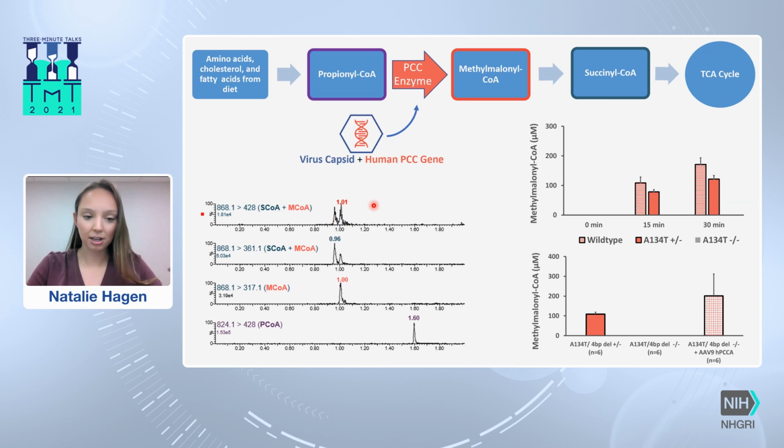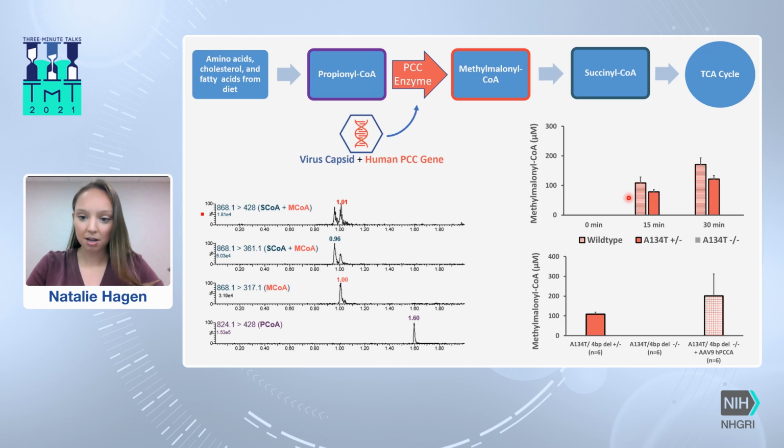Now that we had a working method, we wanted to use it to assess PCC function in samples. Here we're looking at the formation of Methylmalonyl-CoA in mouse livers. At 0 minutes, none of the samples produced any Methylmalonyl-CoA. However, at both 30 and 15 minutes, the amount increased.